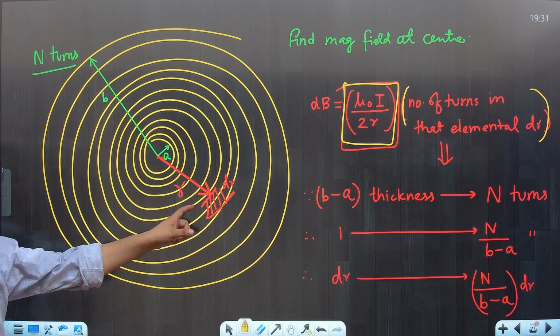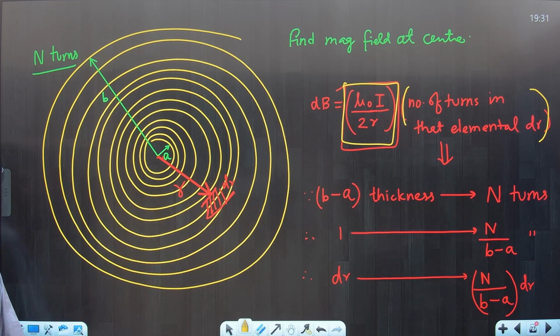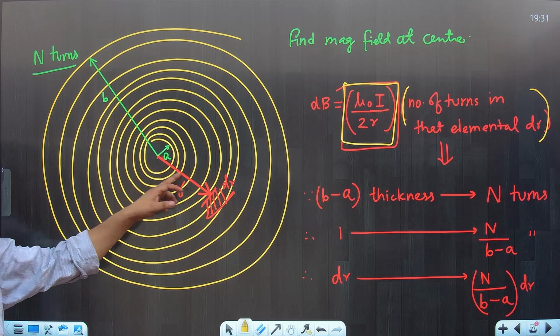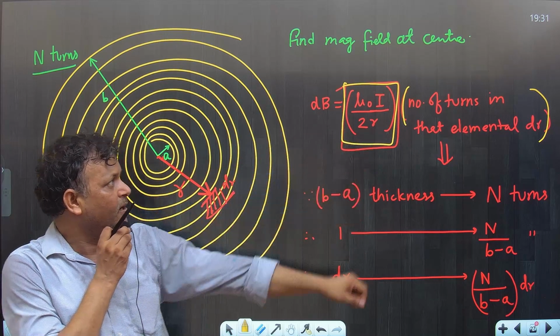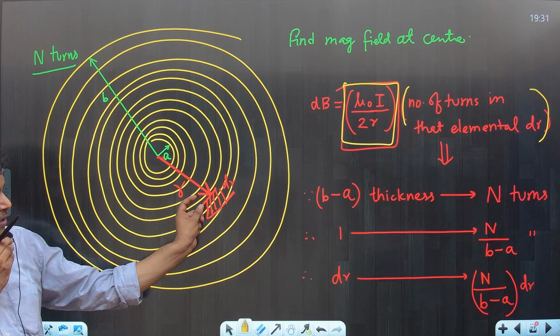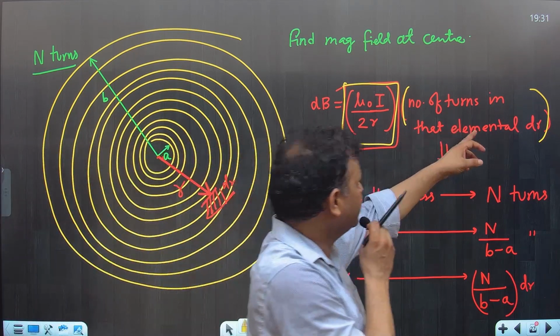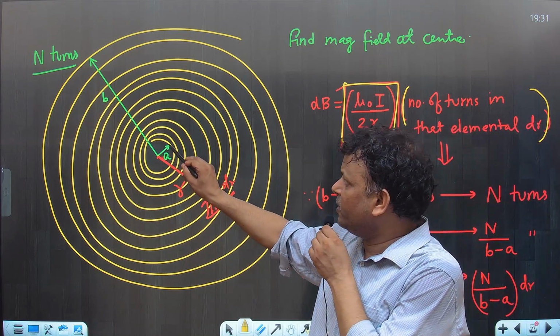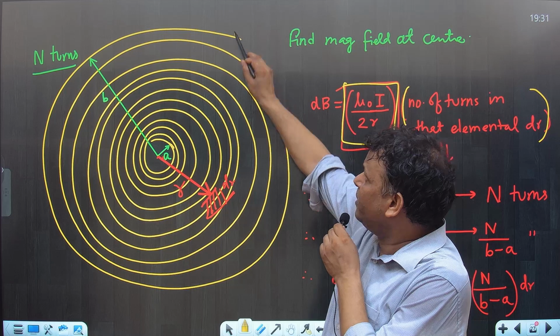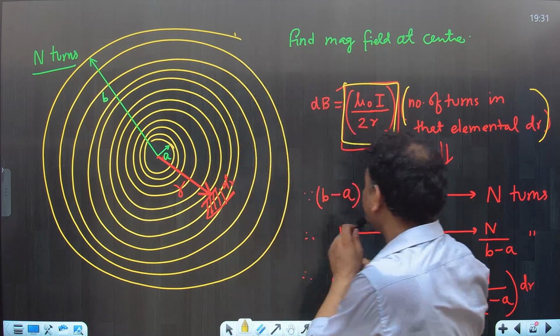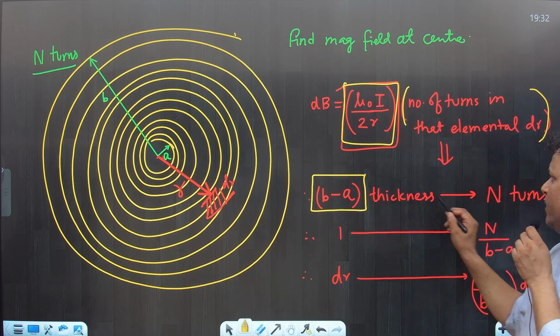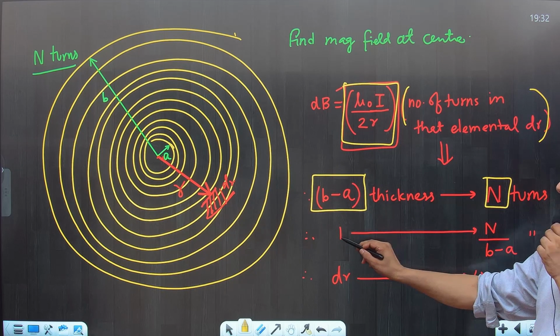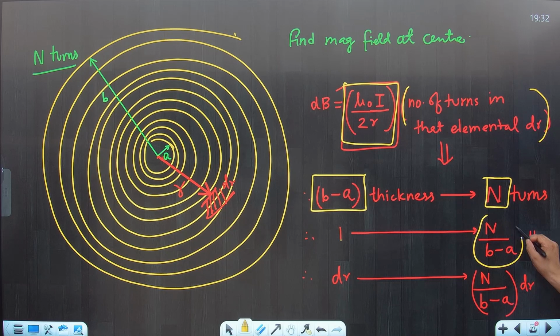You have to calculate the number of rings in this part. So first of all, you should know how to get the magnetic field dB. dB is mu naught I by 2r. This is the formula for the complete circle. And how many rings are here in thickness dr? So the number of turns in that element dr: you observe, the inner radius is A, the outer radius is B, and the thickness is B minus A. In thickness B minus A, there are N turns. So in thickness 1, there are N by B minus A turns. In thickness dr, there will be N by B minus A into dr turns. Right?